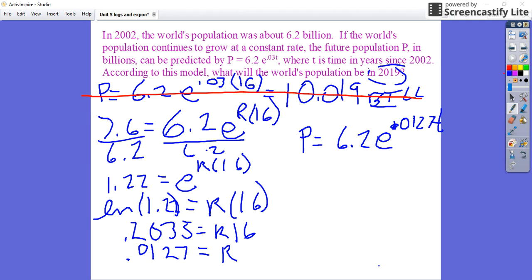Humans have this ability to choose, and that's what makes this different. So what's the population going to be in 2019 according to this model? Well, 2019 is 17 years. So all we need to do is just repeat this process we did above. 6.2 e to the 0.0127 times 17.